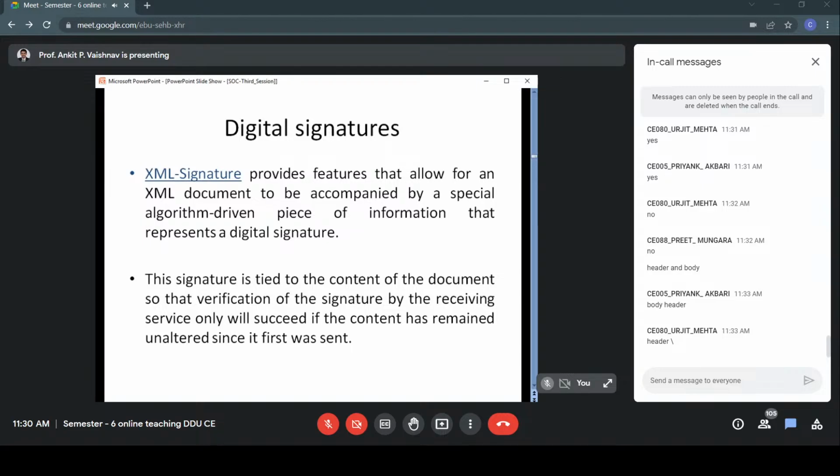Got the concept? What is the use of digital signature? Right? Are you clear with the basics at least? Yes? Okay.